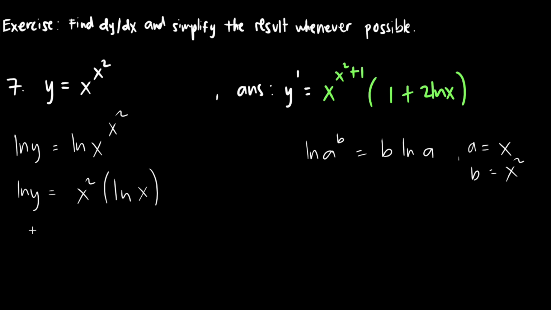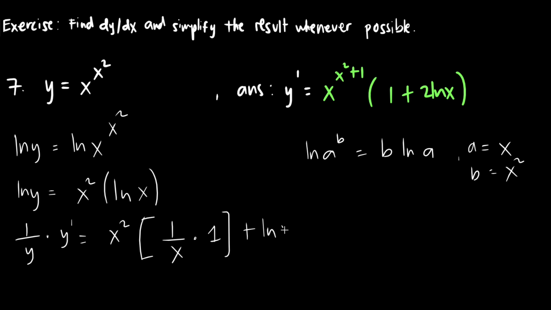Now we're ready to differentiate both sides with respect to x. The derivative of ln u is equal to 1 over u, so 1 over y, where u is equal to y, times y prime, is equal to x squared times the derivative of ln of x, which is 1 over x, where u is equal to x and the derivative of x is 1, plus ln of x times the derivative of x squared, which is 2x.